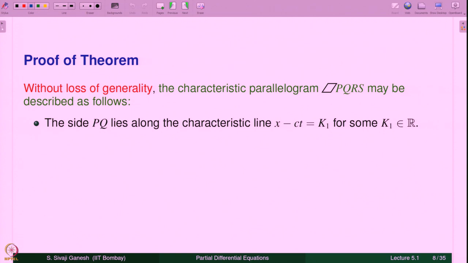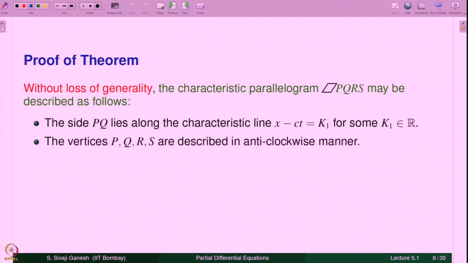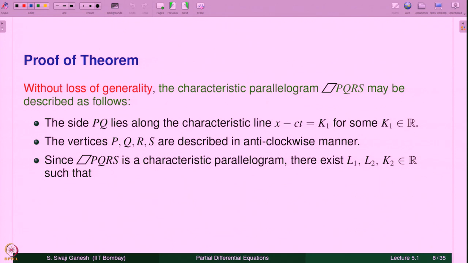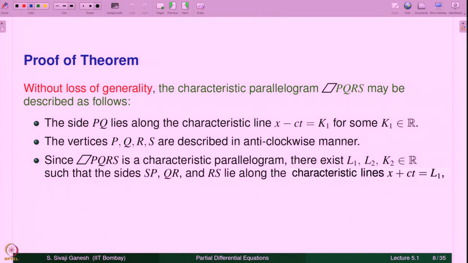So, without loss of generality, the characteristic parallelogram may be described as follows. The side PQ lies along the characteristic line x minus ct equal to k1 for some k1. The vertices are described in the anticlockwise manner. PQRS is a characteristic parallelogram. Therefore, there are characteristic lines along which the sides of PQRS lie. In other words, there are numbers L1, L2, k2 such that the sides SP, QR and RS lie along the characteristic lines which are described here. We already saw this in the picture.